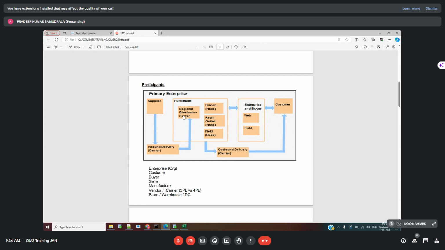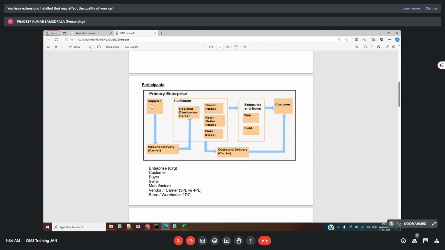And within South India, I have a warehouse for each state. Let us assume one for Andhra, one for Tamil Nadu, Telangana, and I have one for Kerala, Karnataka. So for example, I have my regional distribution center in Bangalore, and I have separate warehouses in each of the states.